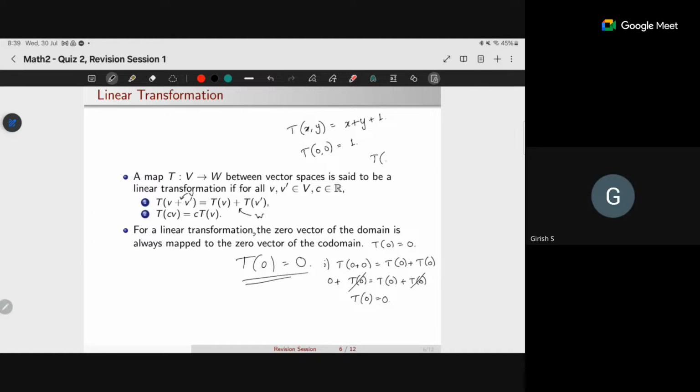What do I mean by necessary but not sufficient? If I have something like this, it will satisfy T of (0, 0) equal to 0, but this is not a linear transformation. So this is something that you need to check. Both of these are not linear transformations. But if at the first step itself you see that 0 is not mapped to 0, then you can directly say that it's not a linear transformation.